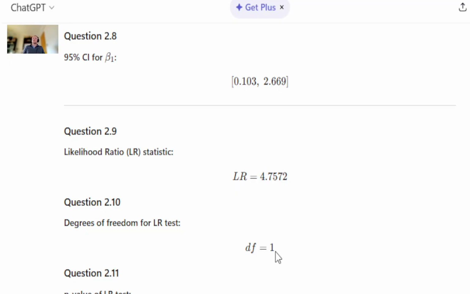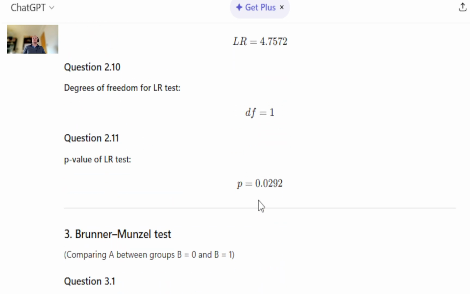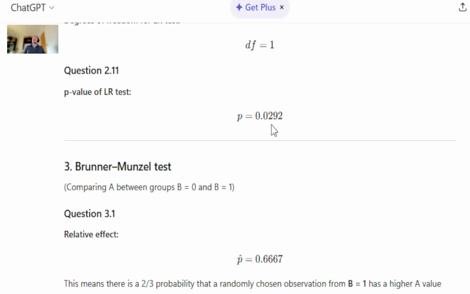Why 1 degree of freedom? Because the difference between the two models is the predictor B, which has 1 degree of freedom because there are two categories and only a dummy variable in fact, and that comes with 1 degree of freedom. Number of categories minus 1. And the p-value of that likelihood ratio test is also below the conventional 5% significance level. So this would also be statistically significant, at least at the 5% level.